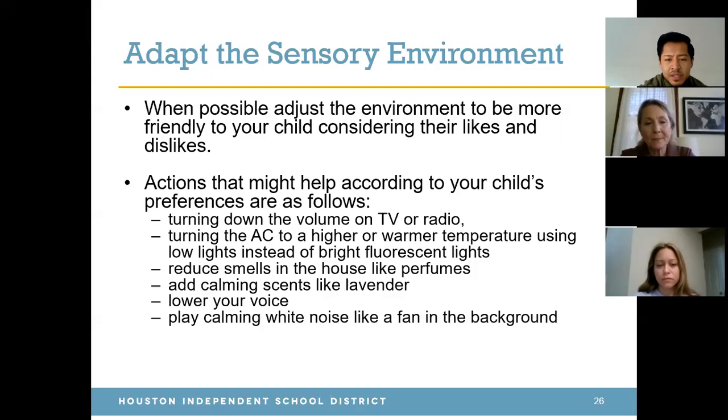So just pay attention to the types of things that may be at home. And once you start seeing a pattern, you'll start to realize, oh, maybe I need to do this differently, or maybe I need to take this away, to just help the child to succeed.